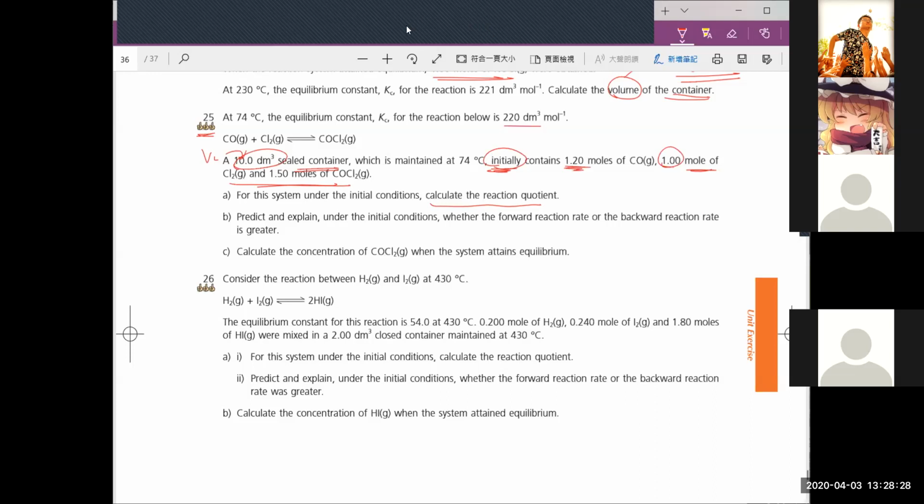What is the Kc? Kc is 220. I use this for matching. You are going to match the two. How? So we will have this one.